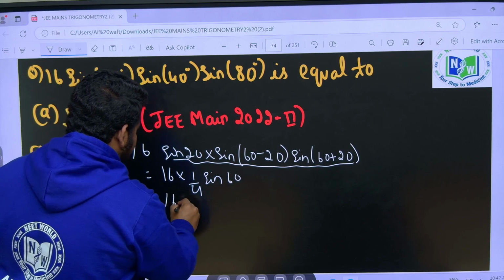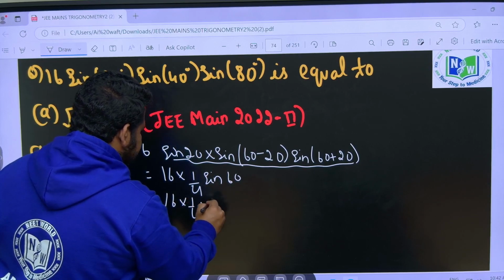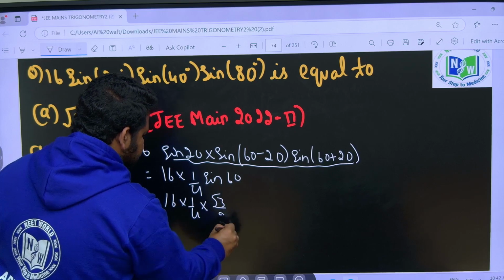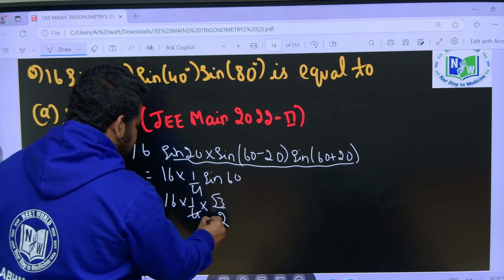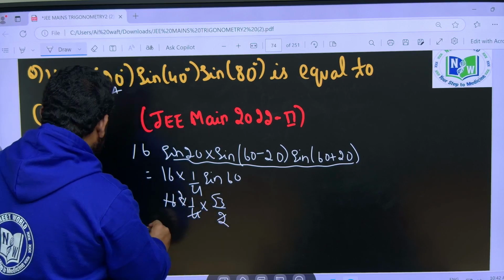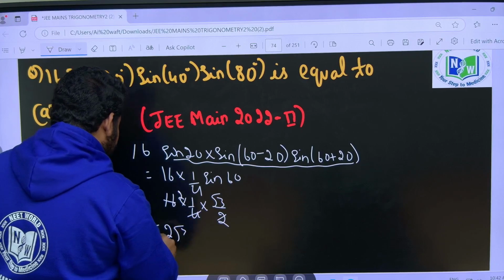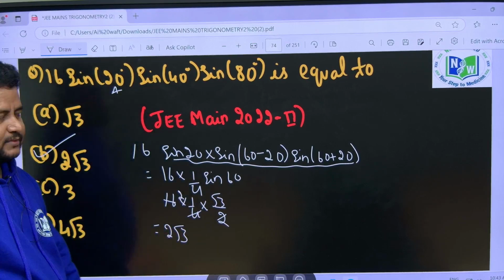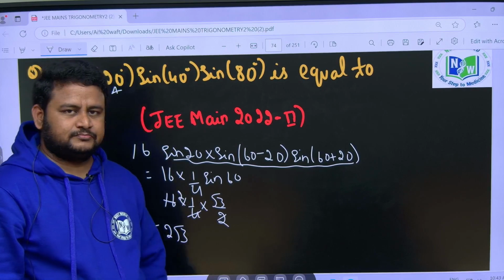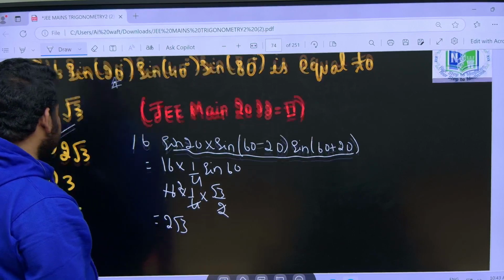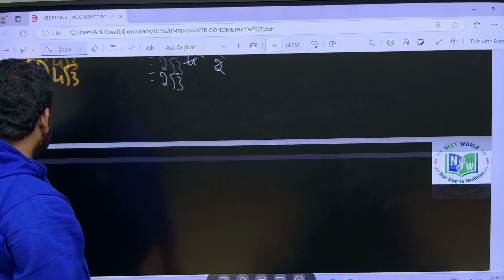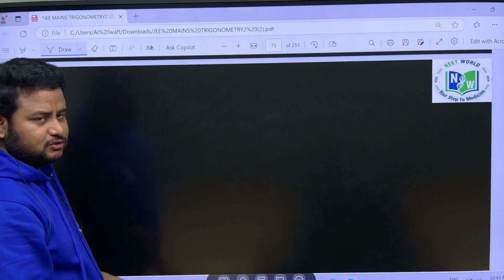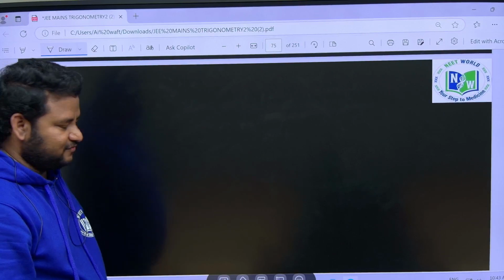So 16 into 1 by 4 sin 60, and sin 60 is root 3 by 2. So 16 by 4 is 4, 4 into root 3 by 2 is 2 root 3. The answer is 2 root 3, which is option B. Simple. Got it, friends? These questions you should be able to solve within a minute actually. I am writing the steps so that you understand. Got it? Fine.